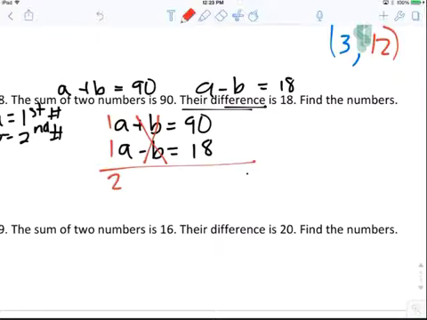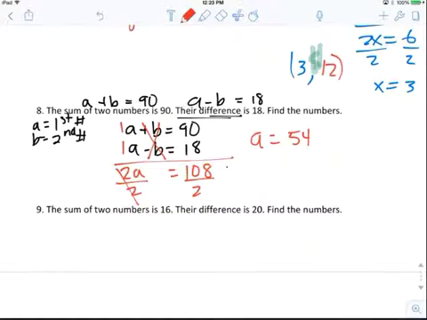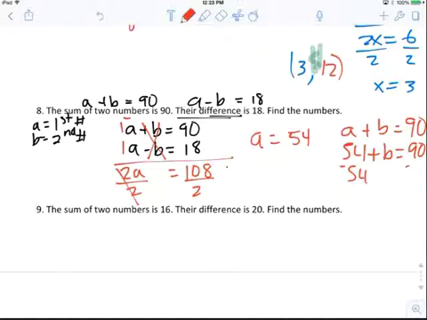Add these. 2A equals 108. Divide by 2. A equals 54. Now, what's the second number? If A is 54, A plus B equals 90, 54 plus what will get me 90? Minus 54, right? We'll find the other number. 36. B is 36.